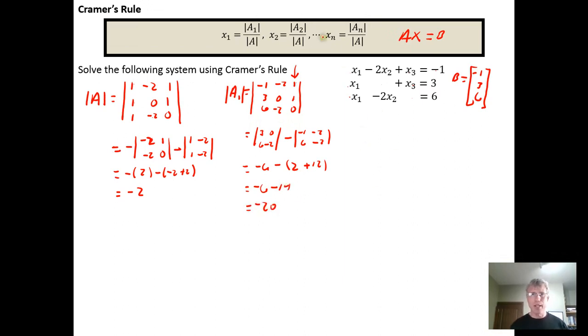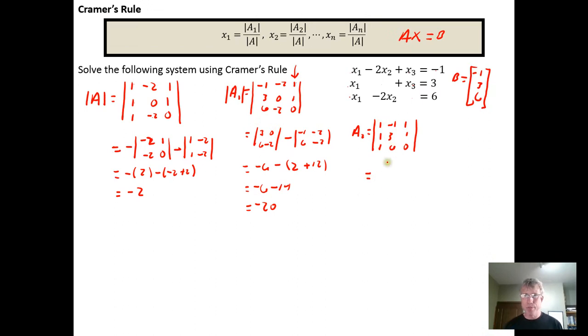And then we need to calculate A sub 2. So to calculate A sub 2, we want the determinant of, we keep the matrix A, but we replace column 2 with B. So we're going to get the 1, 1, 1 and the 1, 1, 0, but the negative 2, 0, negative 2 will get replaced with negative 1, 3, 6. And if you're curious why this works, read the proof on the previous slide.